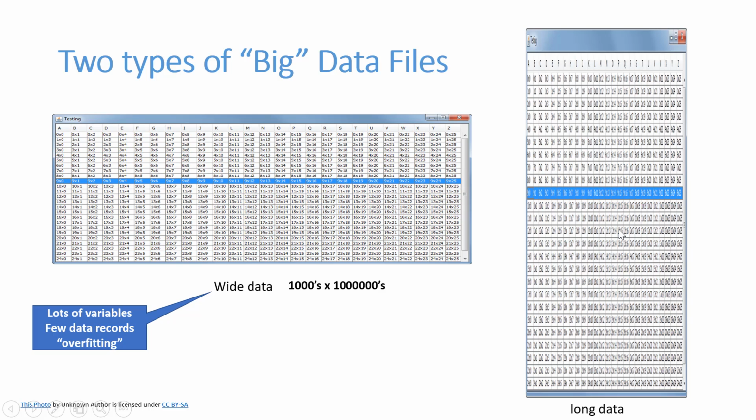On the other hand, the other type of file is long data, which means you could have millions of rows, so you have a lot of observations, and then maybe thousands of variables or features.